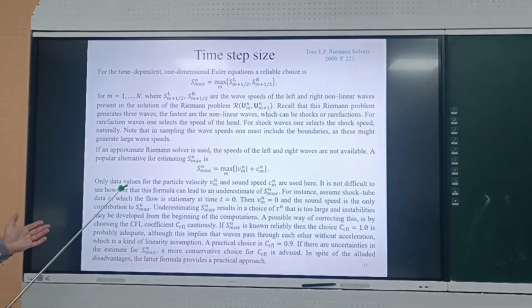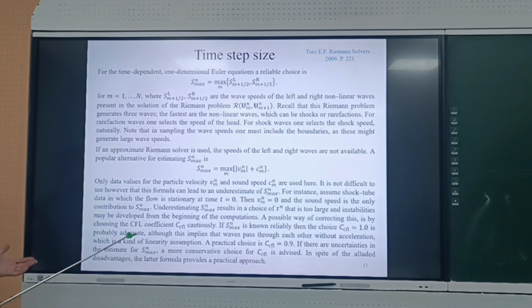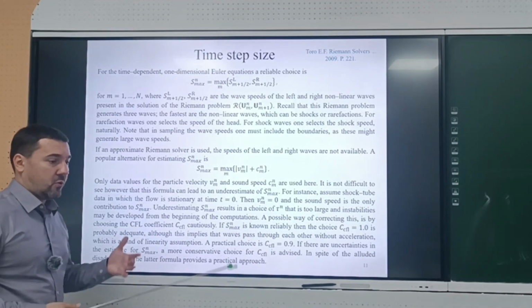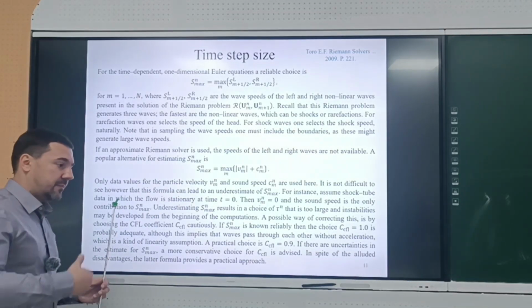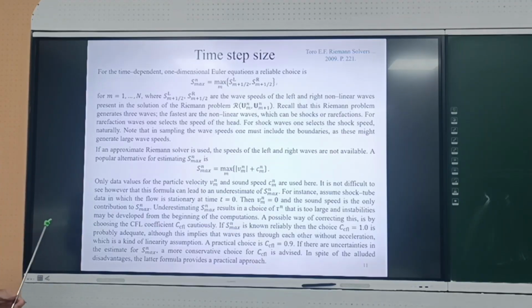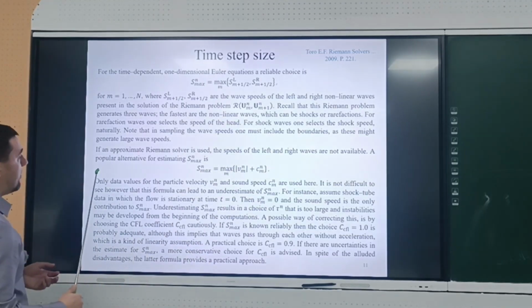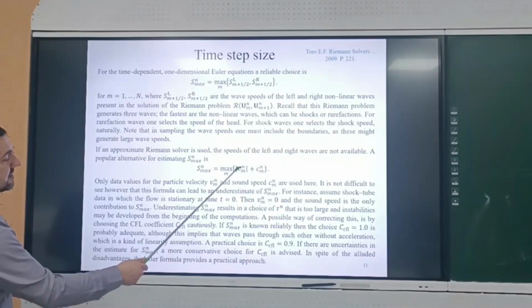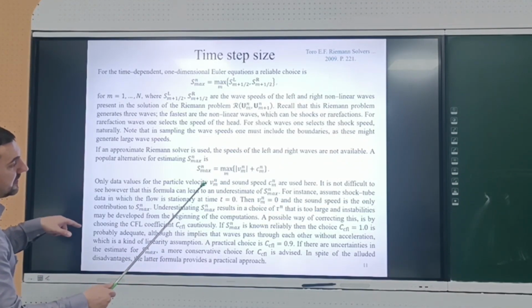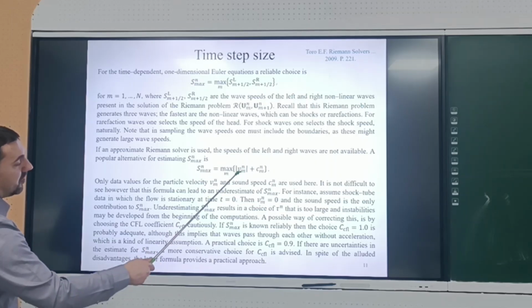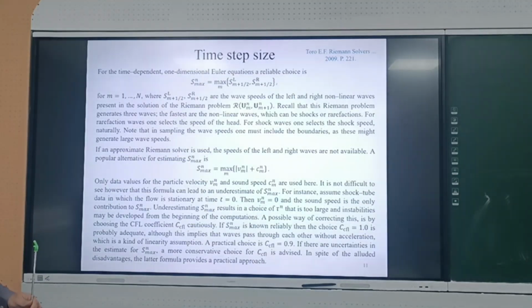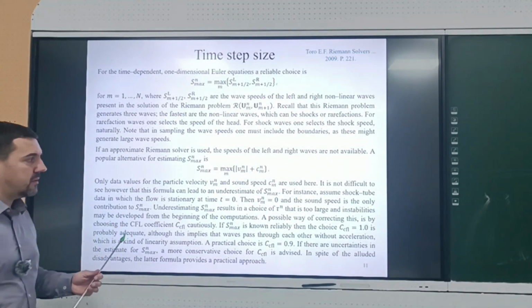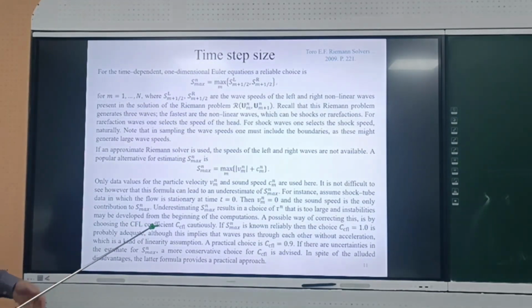But what if we do not have the information on these waves? For example, if we use a numerical flux. We do not build these states, we just obtain directly the formula of the numerical flux. If an approximate Riemann solver is used, the speeds of the left and right waves are not available. A popular alternative for estimating S_n max is the following value. For each computational cell, we compute the modulus of velocity plus c, where c is the speed of sound. You do not need to know all these velocities of shock waves or rarefaction waves and so on. It's very simple, and actually it's really used in practice.